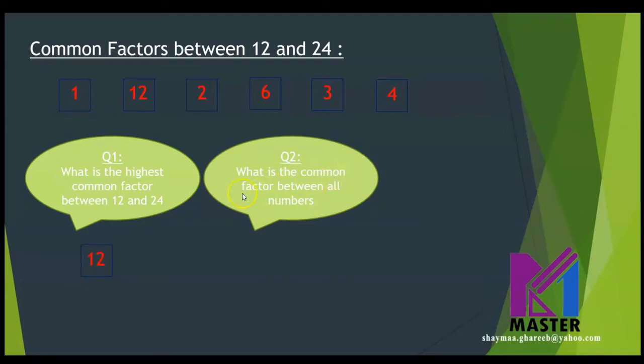Look at this question. What is the common factor between all numbers? We said it before. Do you remember? It's number 1. 1 is a common factor between all numbers.